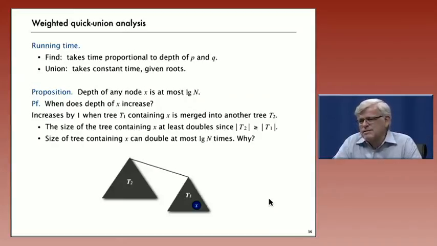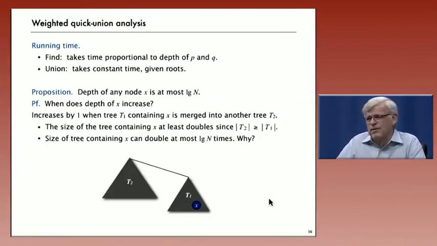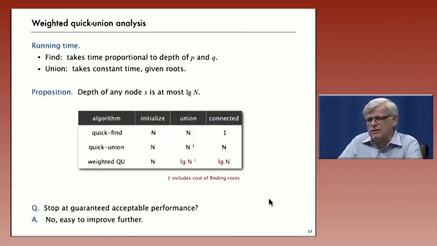So when the depth of x increases, the size of its tree at least doubles. That's the key, because that means that the size of the tree containing x can double at most log n times, because if you start with 1 and double log n times, you get n, and there's only n nodes in the tree. So that's a sketch of a proof that the depth of any node x is at most log base 2 of n, and that has profound impact on the performance of this algorithm.